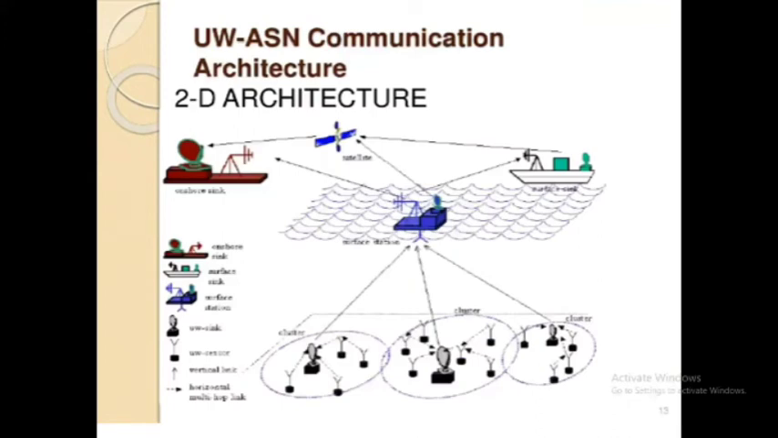So, the underwater communication architectures. There are two types of architectures used. The first is 2D architecture. As you all can see, there are sensors linked with an underwater sink. The sensors linked with an underwater sink make up a cluster. Different clusters, as you can see, there are three clusters here, send their data to the surface station, and this surface station then transmits data to the surface sink, satellite, and onshore sink, which further process and send data to the receiver.